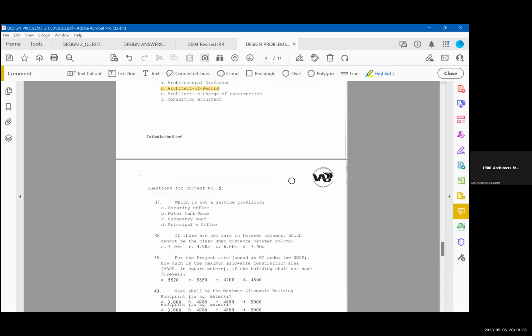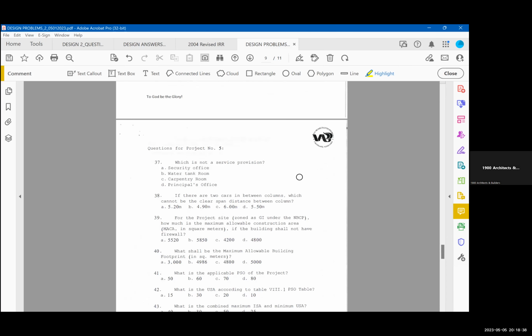Okay. So number 37, which is not a service provision? A, security office, B, water tank room, C, carpentry room, D, principal's office. Okay, so actually ang answer dito is B, water tank room. Kasi siya yung naiiba dun sa tatlo, yung service provision.